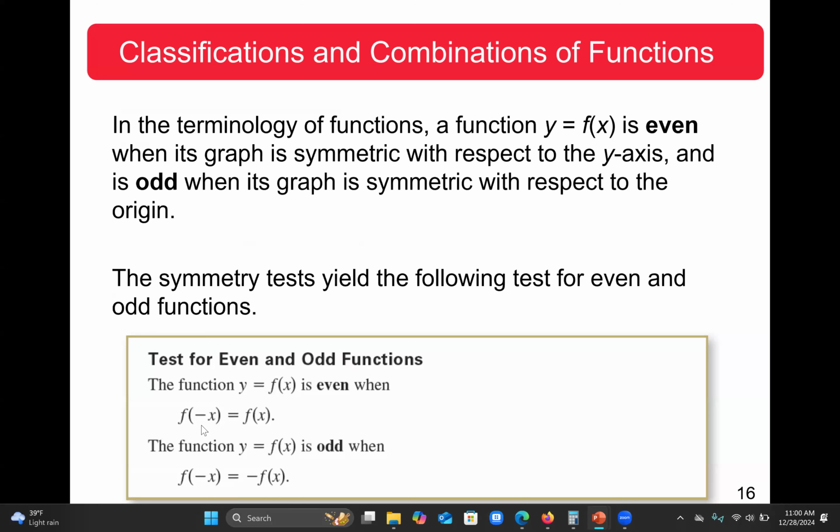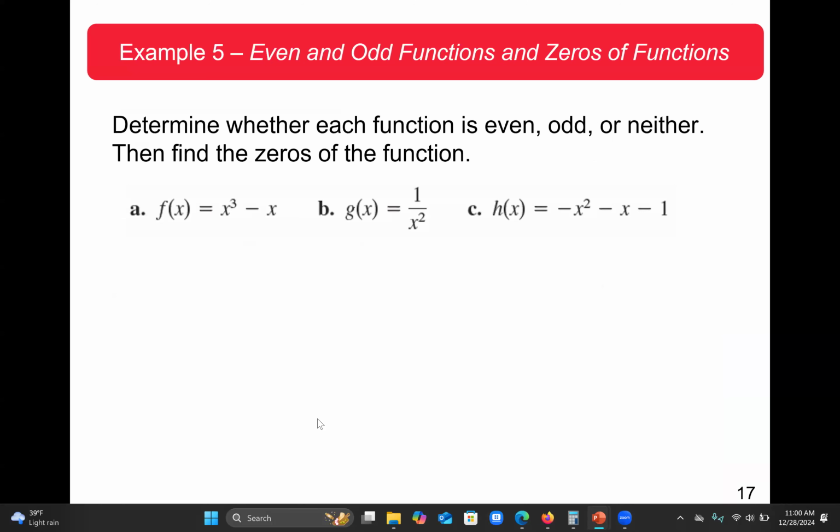If I have f at negative x equal to f at x, then f at x is even. So let's see an example. They say we should determine whether each function is even, odd, or neither. So find the zeros of the function.